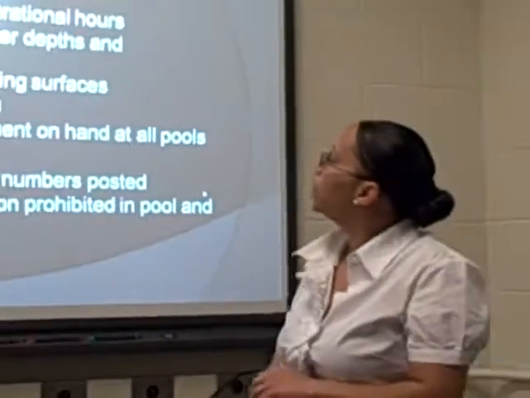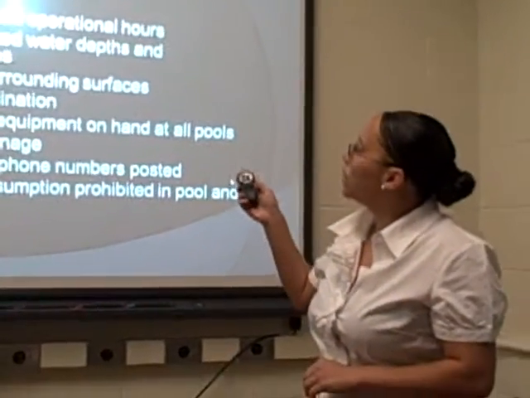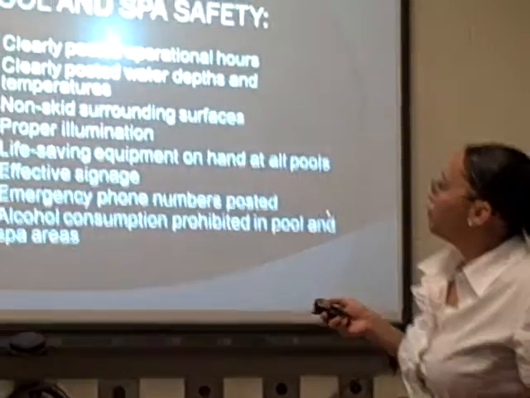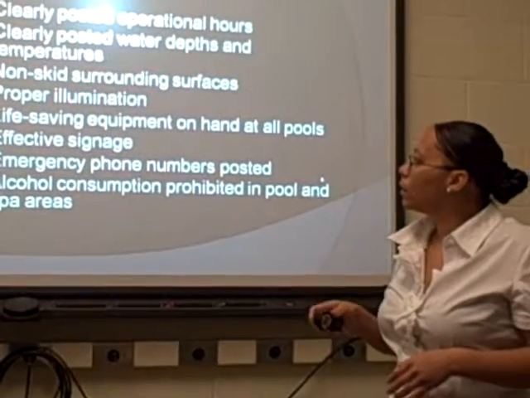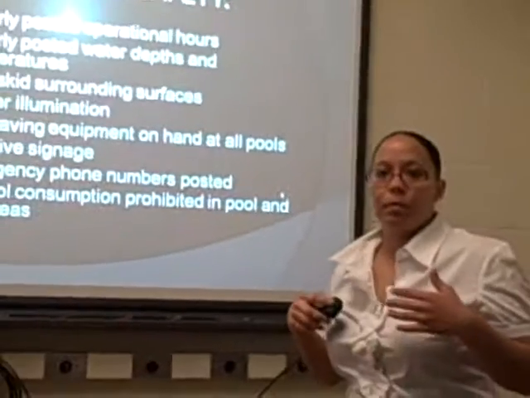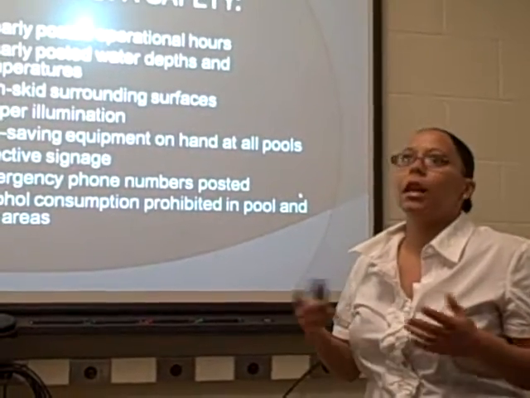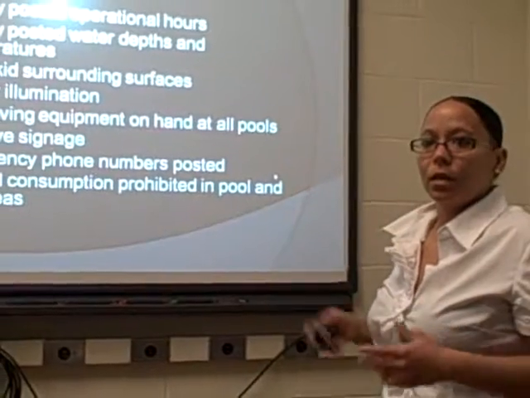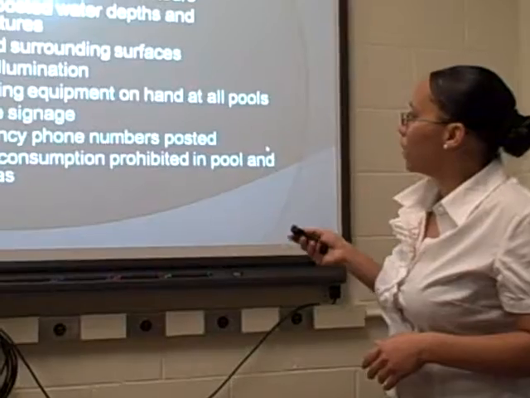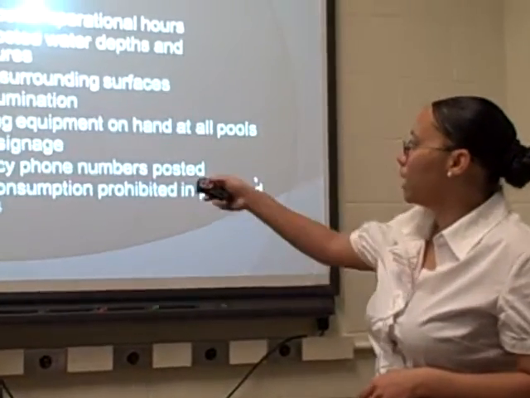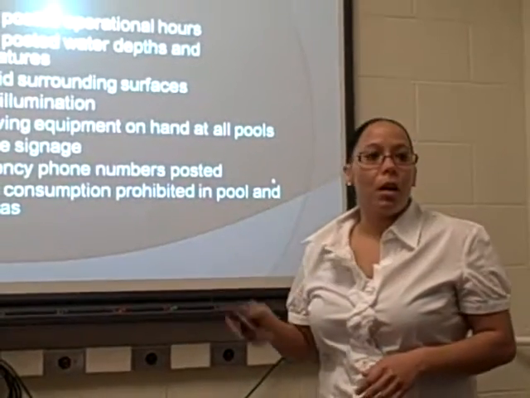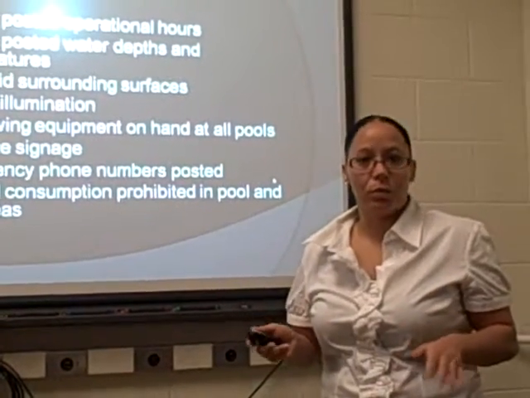Pool and spa safety. We want to make sure that the water depths and the temperatures are posted. Make sure that there is no running, and life-saving equipment is on hand at all times, just in case any people slip, or any kind of incidents that we can have. We have some emergency things nearby. We want to make sure that all the emergency phone numbers are posted, and that alcohol is not used around the pool.